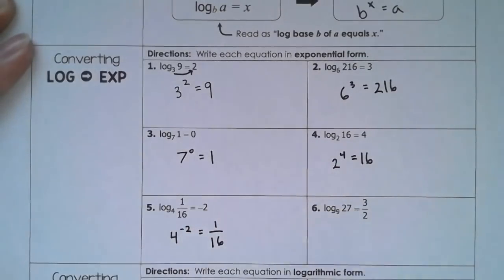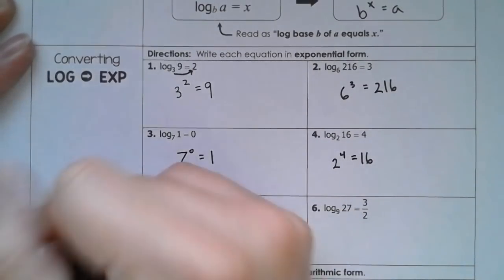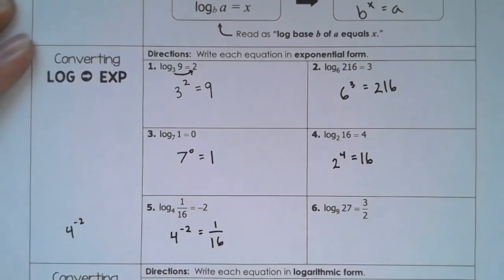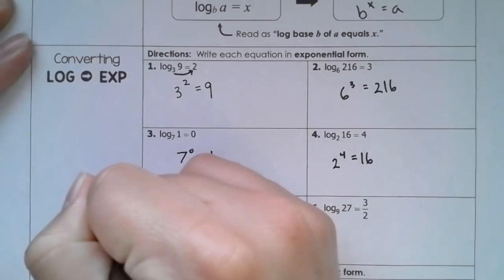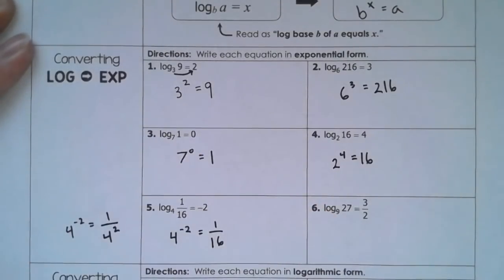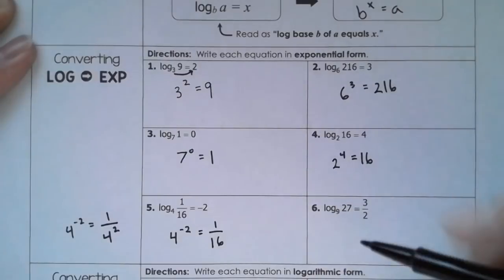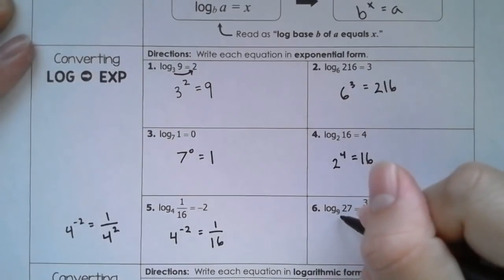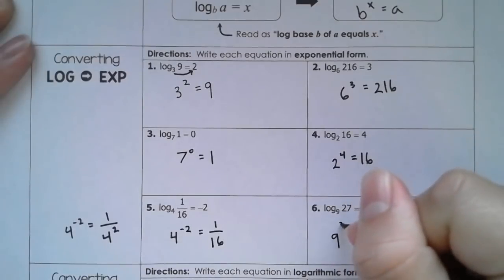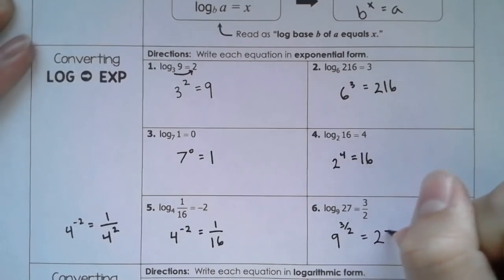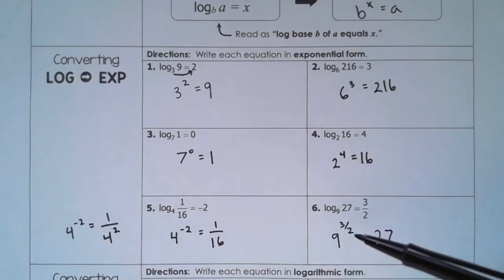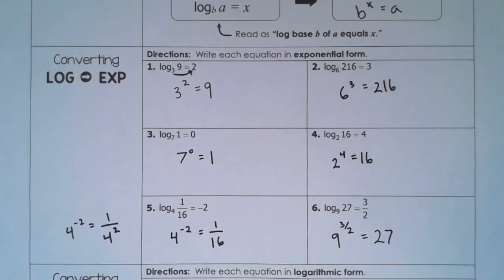1 over 16. And this holds, if you recall from our previous unit, when you have a negative exponent, you can rewrite 4 to the negative 2 as 1 over 4 squared, so that you're not dealing with a negative exponent, and that's equal to 1 over 16. Number 6, if you push this 9 over, you get 9 to the 3 over 2 is equal to 27. From our previous unit on rational exponents, we know that this is the square root of 9 to the third. The square root of 9 is 3, then you get 3 to the third, and that gives you 27.